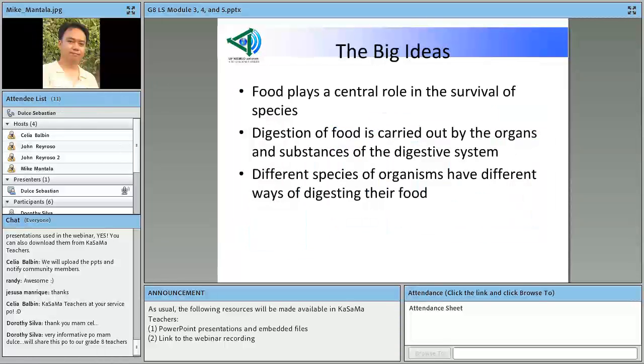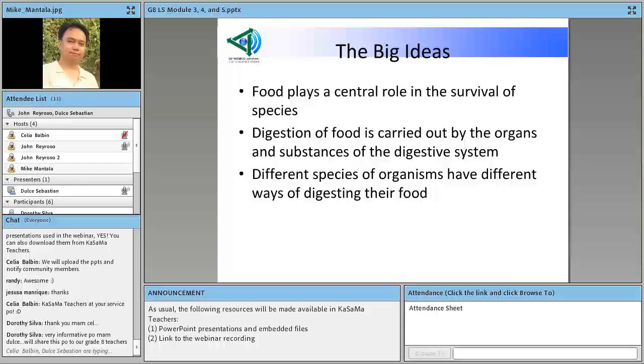So these are the big ideas that we want our students to be able to remember, not just in time for the next quiz, but perhaps even 25 years thereafter. Okay, so what are these big ideas? Food plays a central role in the survival of species. We have identified food as a basic need without which we won't survive.